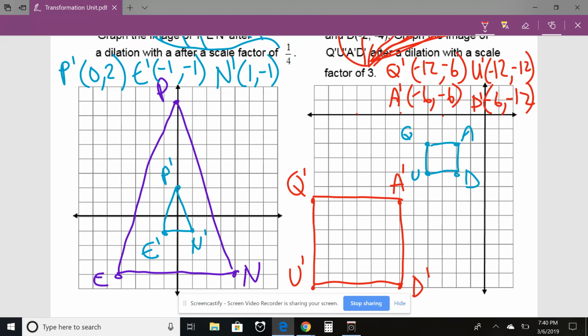Okay. Whenever the scale factor is a number less than 1, 1/4 is really 0.25, as we all know. 0.25 is a number less than 1. Whenever the scale factor is a number less than 1, the image is going to dilate smaller. If a scale factor is larger than 1, it's going to make the dilated figure bigger.